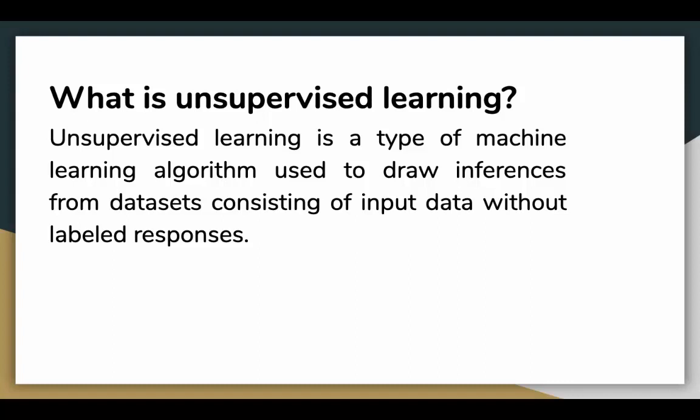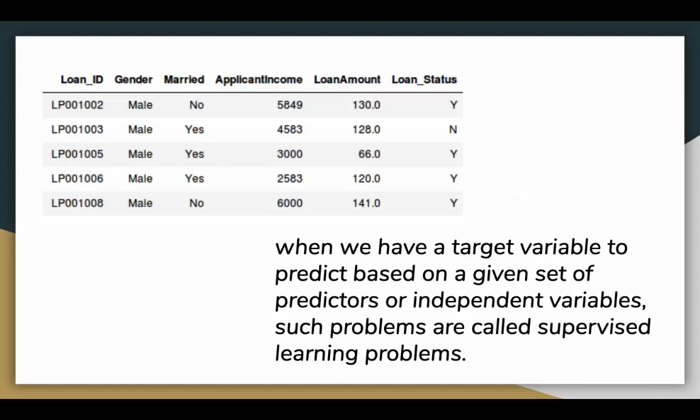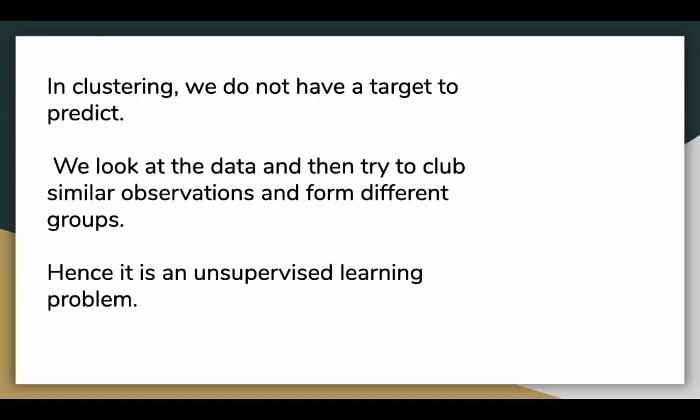Unsupervised learning is a type of machine learning algorithm used to draw inferences from datasets consisting of input data without labeled responses. So to understand all of this, let's see how a supervised algorithm works first. We have a labeled dataset with the output or target variable. In this particular example, the task is to predict whether a loan will be approved or not. As we have all the data labeled with appropriate targets, we call it supervised learning. In clustering, we do not have a target to predict. We look at the data and try to club similar observations and form different groups. Hence, it is an unsupervised learning algorithm.